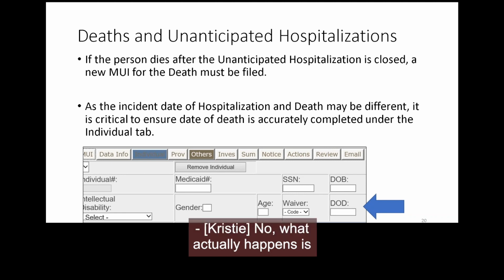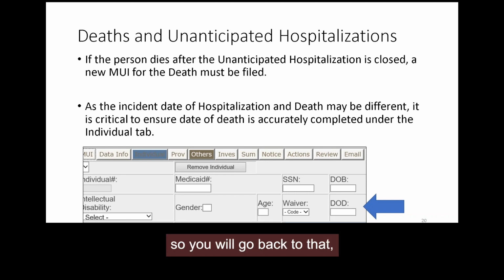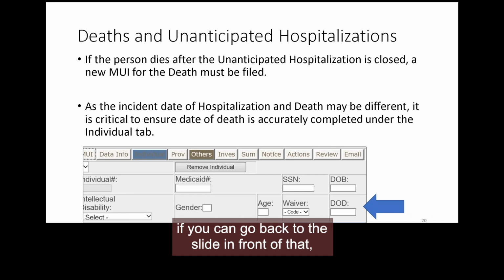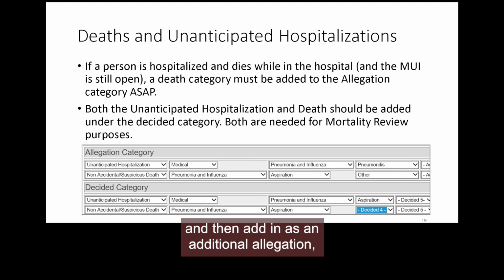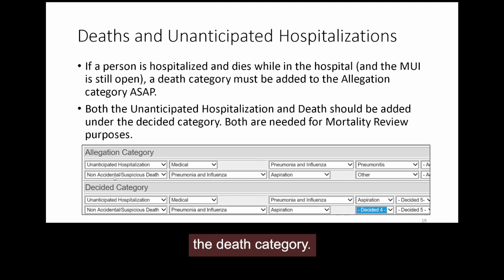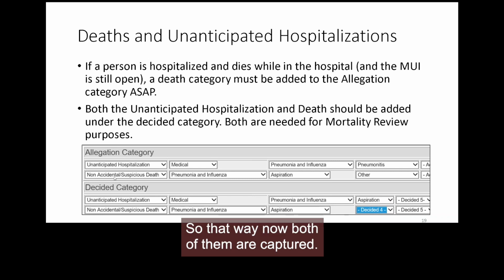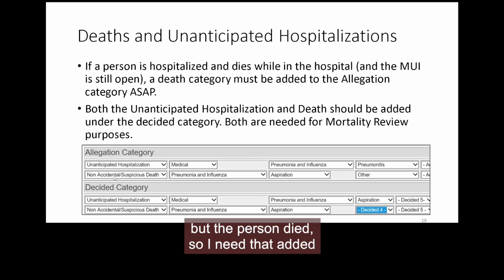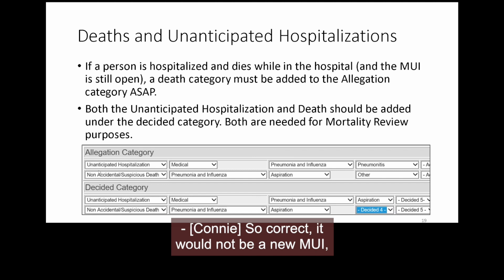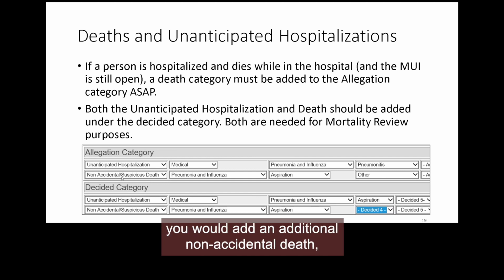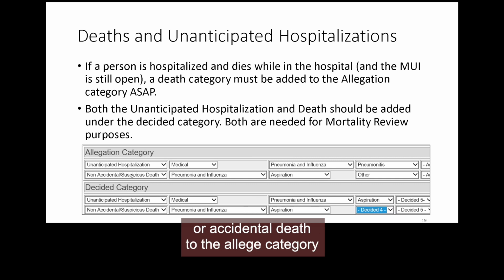No, what actually happens is you probably filed it as hospitalization, so you will go back to that. I don't know if you can go back to the slide in front of that. You'll go back to the allegation tab and then add in, as an additional allegation, the death category. That way both of them are captured. Initially it was just the hospitalization, but the person died, so I need that added to the alleged category as well. So correct, it would not be a new MUI. You would add an additional non-accidental death or accidental death to the alleged category on the open hospitalization.